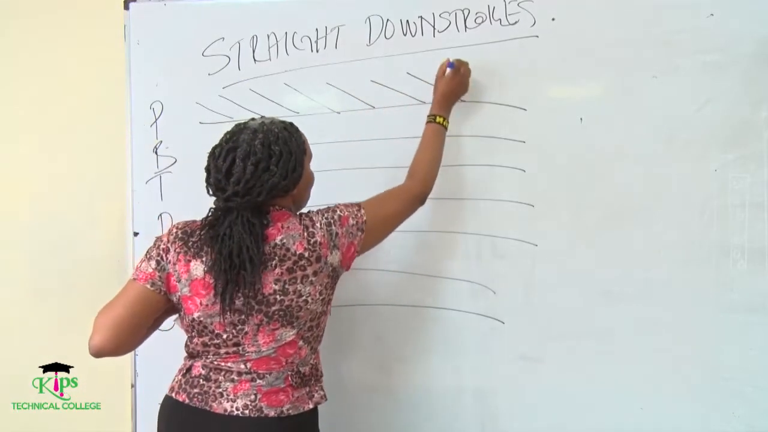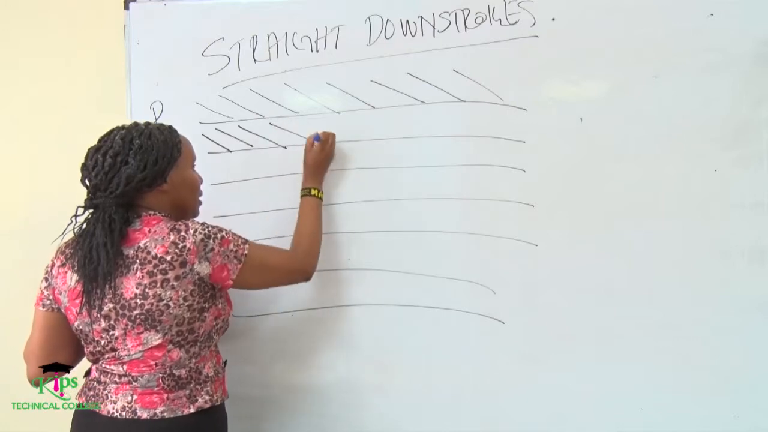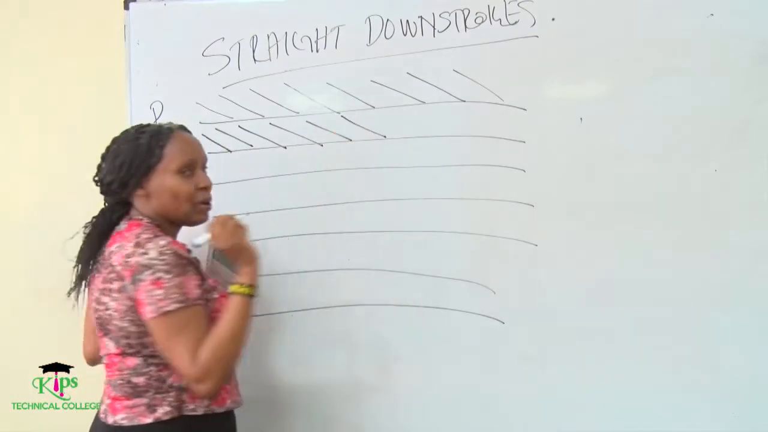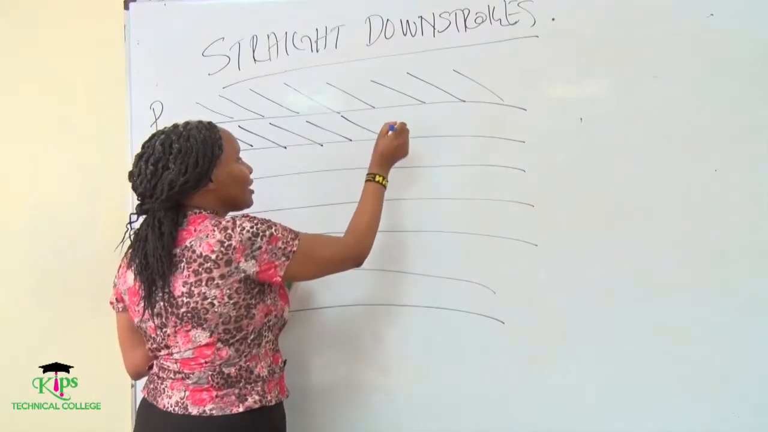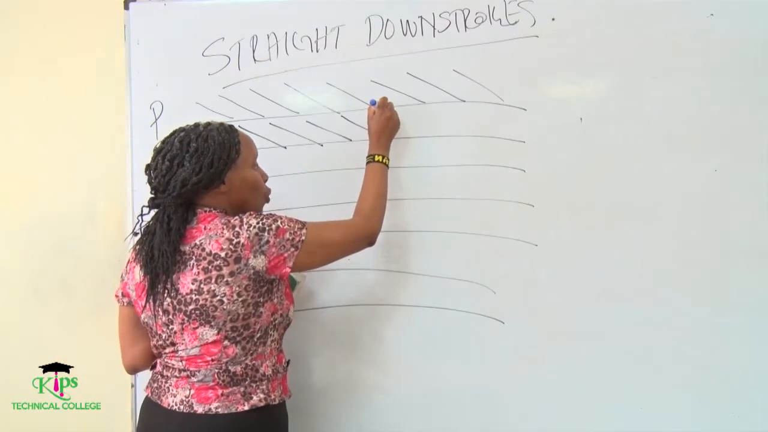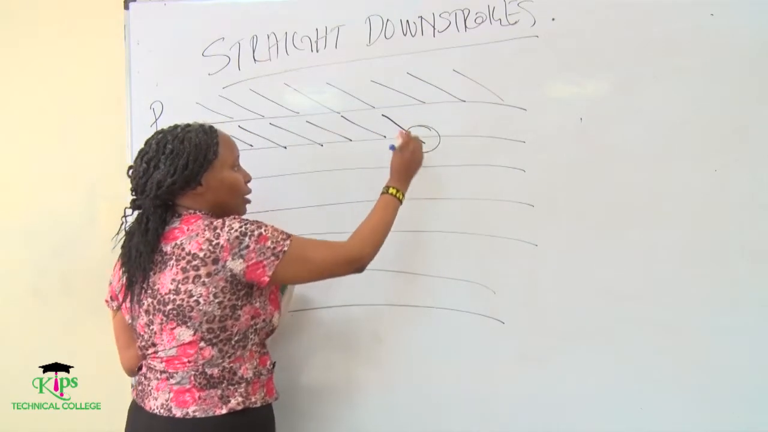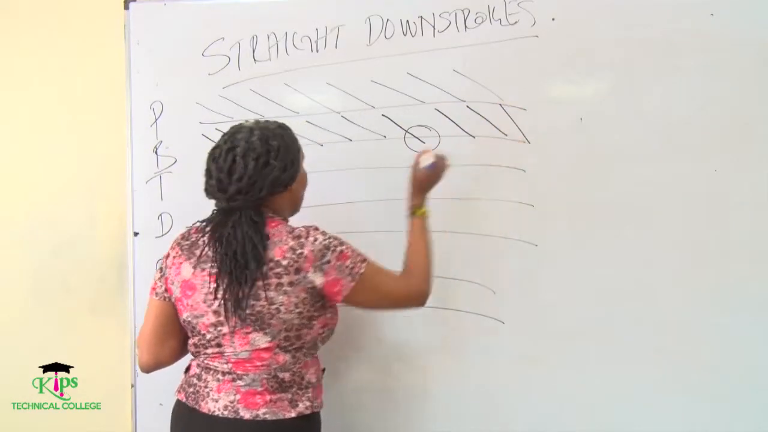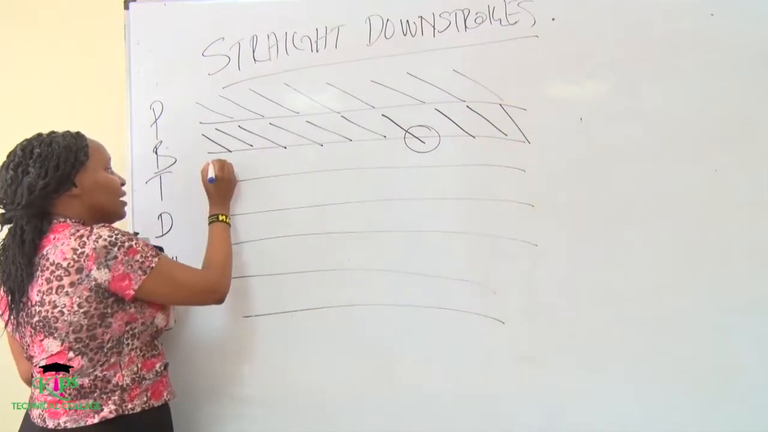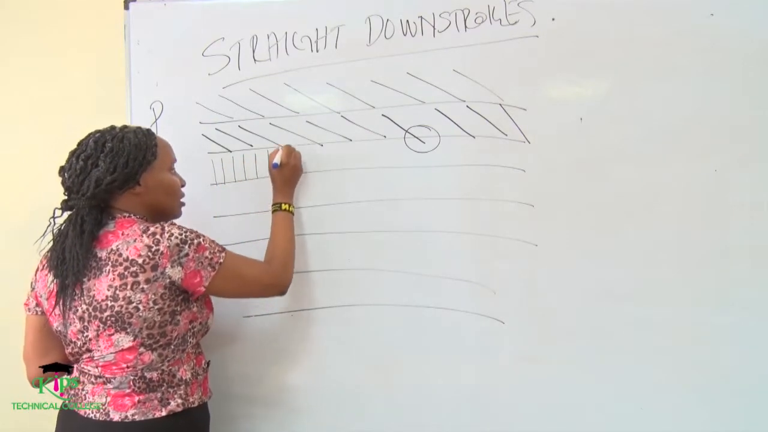P is written lightly, P, P, P. B is heavy, B, B, B, B. And remember we said when you make a mistake in shorthand, you circle. For example, if this B was supposed to be on the line and it extends, you circle it and write it correctly. Then we say T, T, T, T.